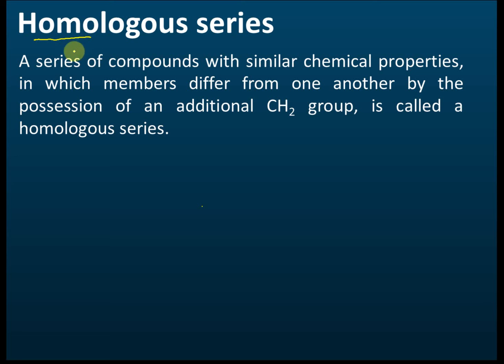Let's see the definition. A series of compounds with similar chemical properties means that there are a few compounds and they have similar chemical properties. The chemical properties are about the same, in which the members differ from one another by the possession of additional CH2 groups. I'm going to explain that later. So carbon compounds that fulfill these requirements are called a homologous series. Let's see these examples.